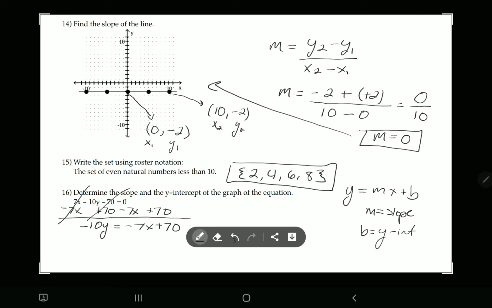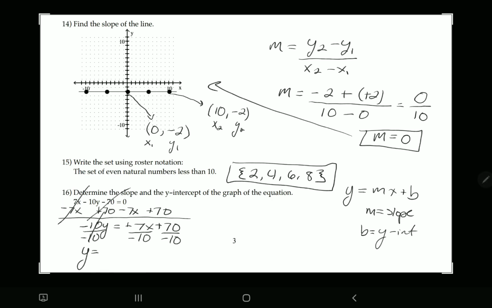To get y by itself, we're going to divide each number by -10. -10y divided by -10 is just y. Then -7x over -10. We can't simplify that fraction, but we do know a negative divided by a negative is positive. So we have 7/10 x. And last but not least, positive 70 divided by -10 is -7. That is the equation of my line in slope-intercept form.